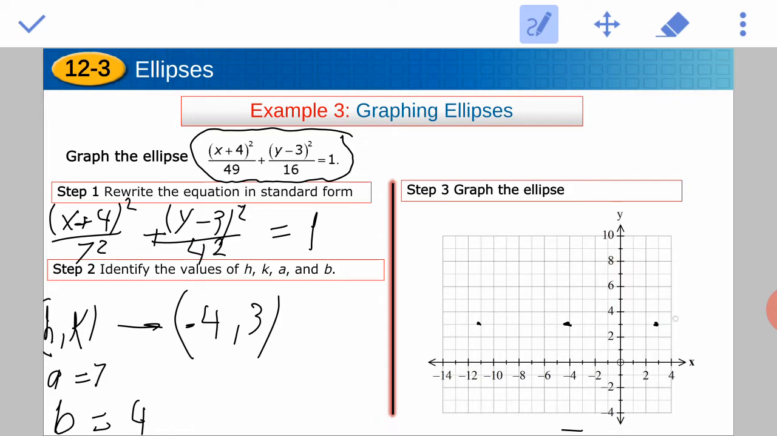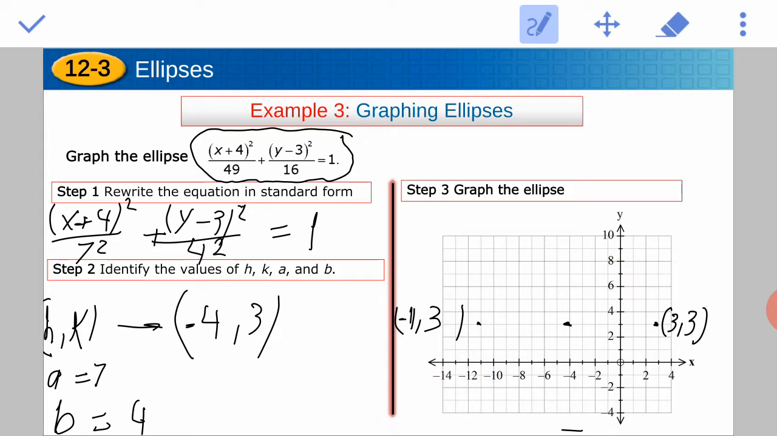We have this vertex: 7 plus -4 is 3, and the y coordinate remains the same, 3. The coordinates of the other vertex, in the opposite way, you need to subtract 7 from -4, it's -11, and the y coordinate remains the same. So now I have the center and the 2 endpoints of the major axis. Now we need another 2 points, the co-vertices.